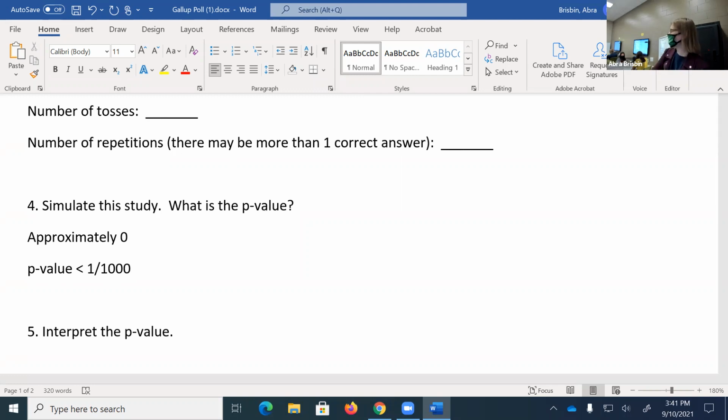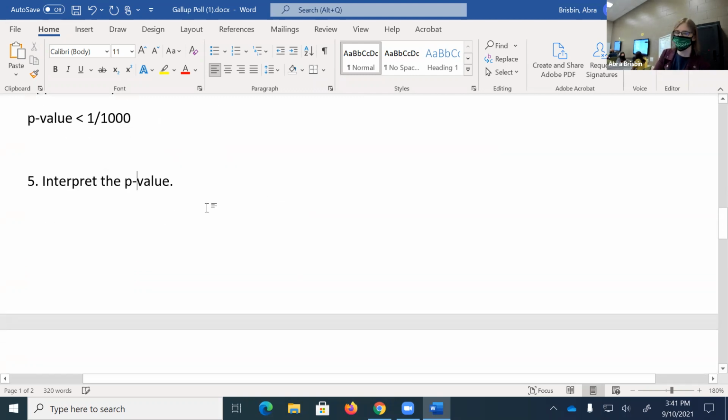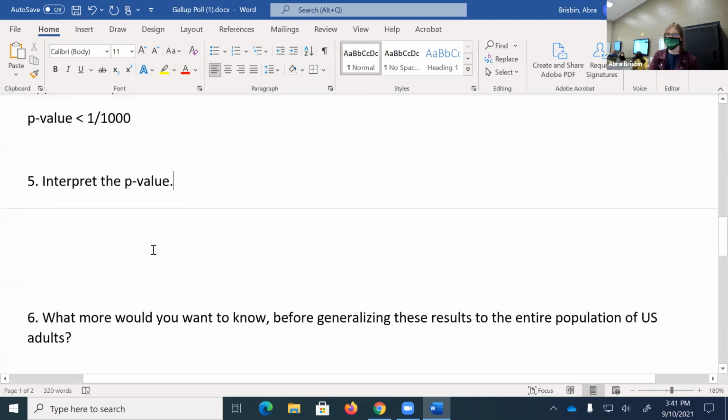So how would we interpret this p-value? Mary, go ahead. Assuming that this survey was done in the same population that included 35% of 2005, it is extremely unlikely that the 60% support legalization of marijuana occurred. Very nice. Anyone else have a different way of phrasing it?